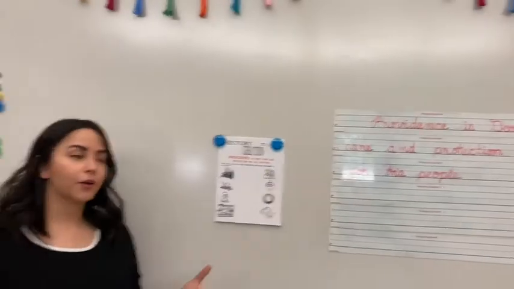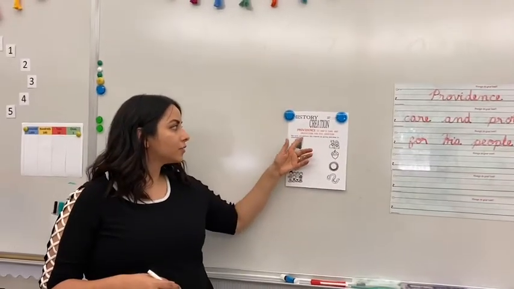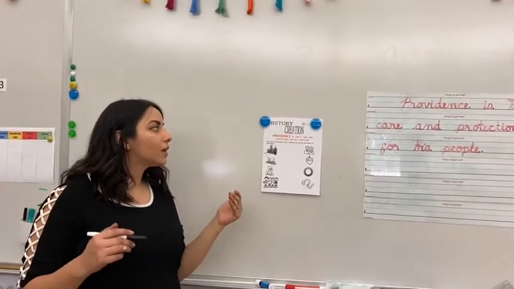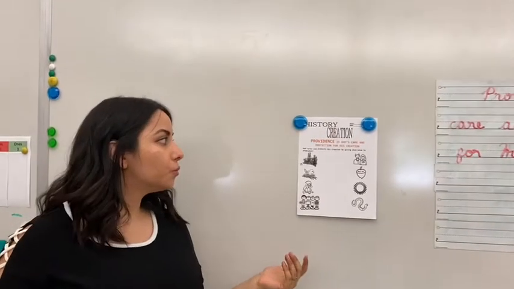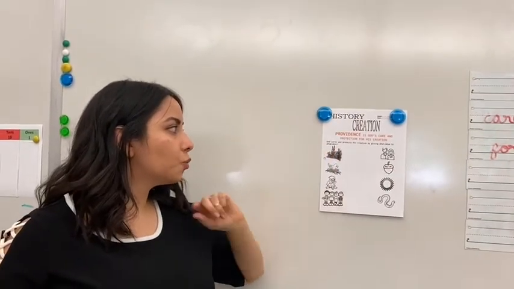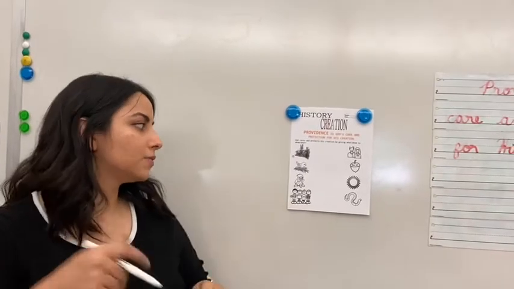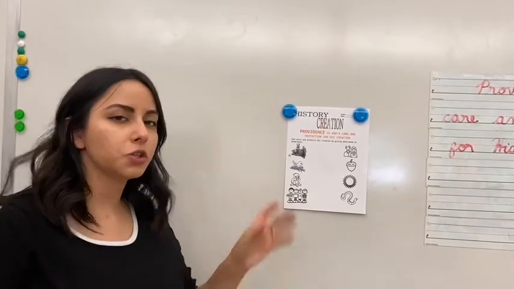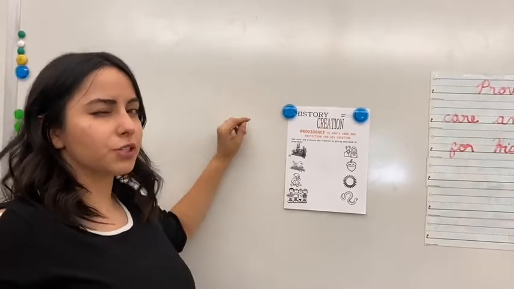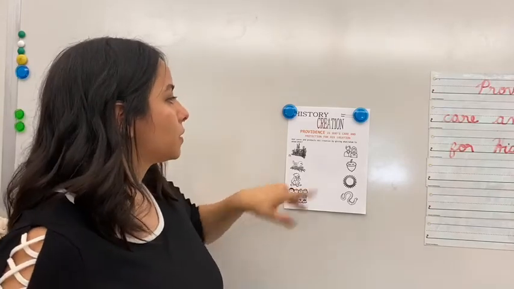So now what we're going to do, it says God cares and protects his creation by giving them what to whom. So let's see. Let's fill this one out together. Let's do this page because it might be a little confusing. We're going to draw a line to where they go. So let's start with this one right here.